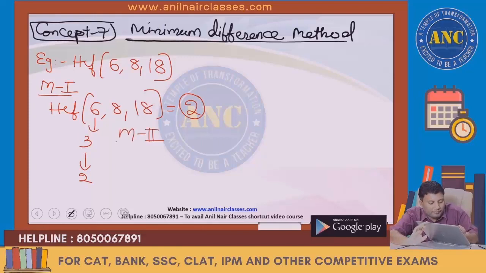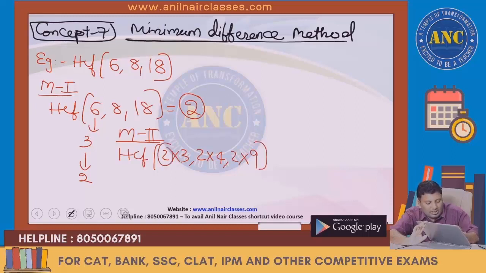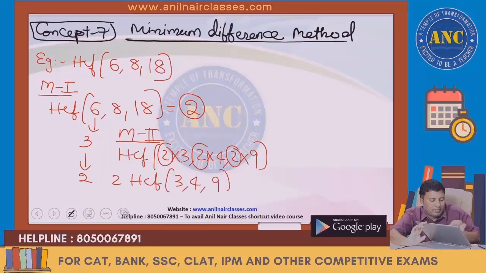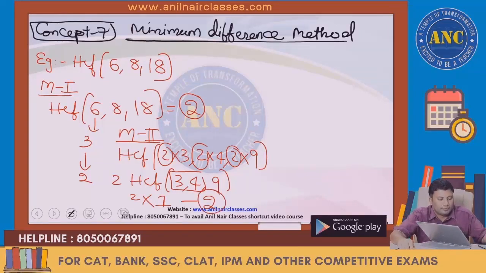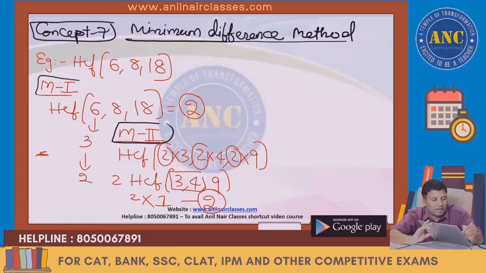Method number 2, the co-prime concept. If I use 2 into 3, 2 into 4, 2 into 9, 2 is common. Taking 2 common out, 2 is the HCF. Of 3, 4 and 9, consecutive numbers' HCF is 1. With 1 and any number, the HCF is 1. So 2 1s are 2. Method number 2 has also given 2. Method number 1, method number 2.